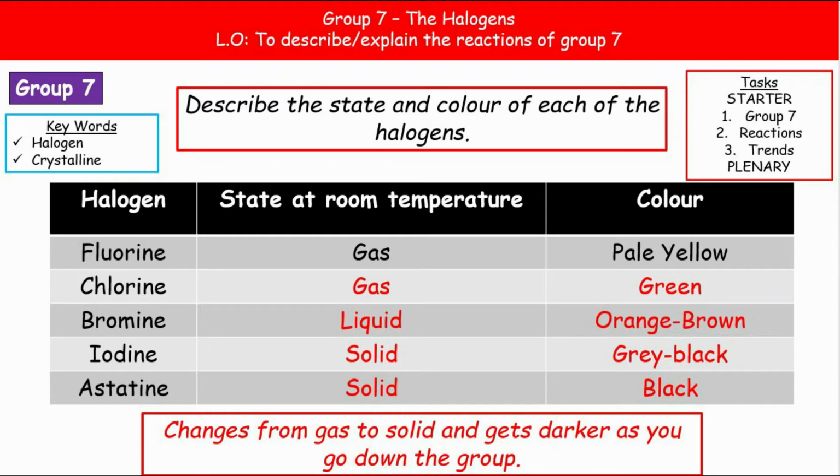Now, hopefully what we can see from those is that as we go down our group, from chlorine all the way down to astatine, we go from a gas to a solid. So we start off with fluorine and chlorine as gases, bromine is the only liquid, and then iodine and astatine are solids. And as far as the colours go, we get darker the further down the group we go. So we start with pale yellow for fluorine, green for chlorine, orange-brown, then grey-black, and then black. So we get darker the further down the group we go, and we change from gas to solid as we go down the group.